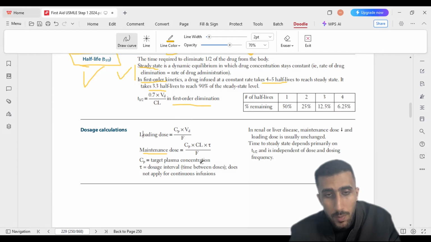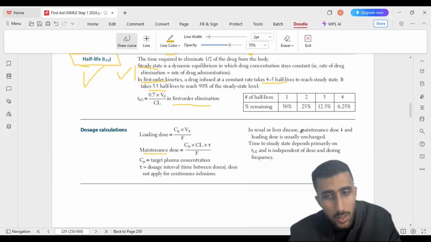so that both of them are directly related to the concentration in the plasma, and inversely related to the bioavailability, because the bioavailability is affecting absorption and availability of the drug in the circulation. And there is a third element, the tau, which is the dosage interval between the doses. If I increase the time between the doses, I have to give a higher maintenance dose.